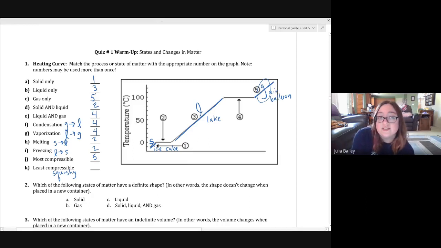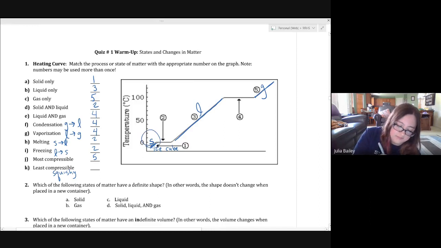Least squishy, which one of those is the least squishy? Is it going to be the balloon? No, because we just said that was the most squishy. It's going to be the ice cube. So that's our solid, which is in section number 1.